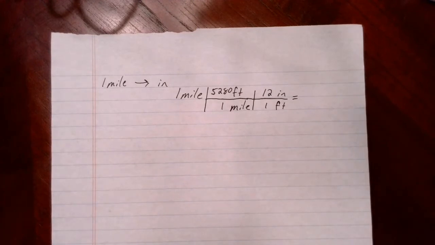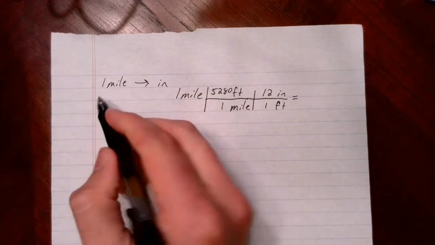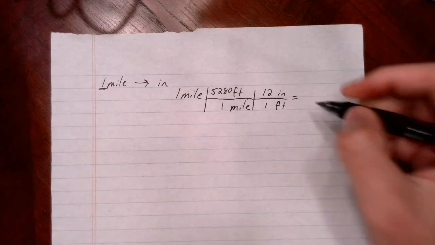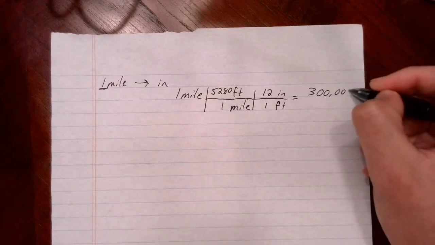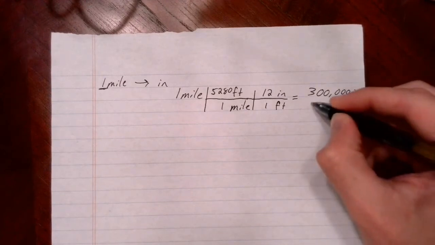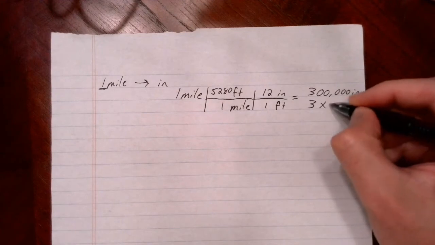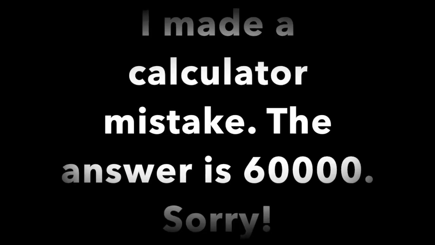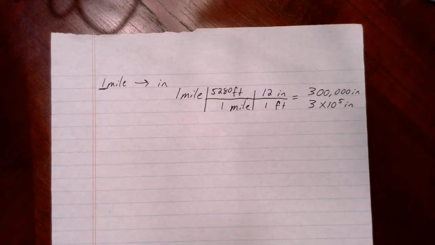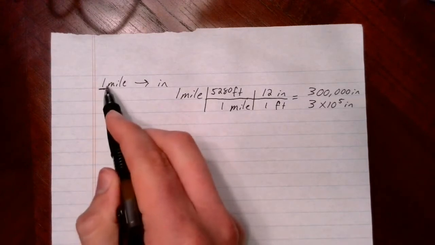1 times 5,280 times 12. So you should get 316,800, but originally I only had 1 significant digit. So for my answer here, I'll just write 300,000. Or I should probably write that in scientific notation. So 3 times 10 to the 5th power inches. Okay. I know this seems a little strange to round off that much. It's just because the example you were given only had 1 significant digit.